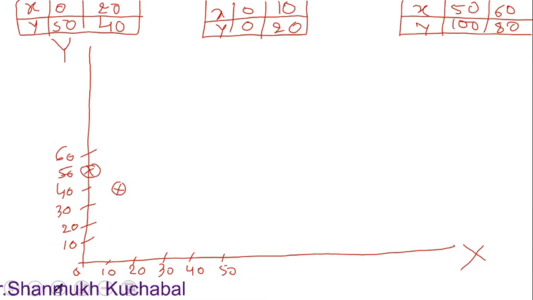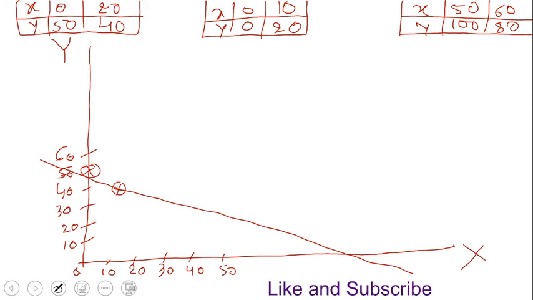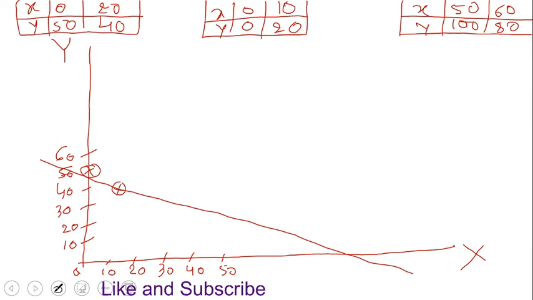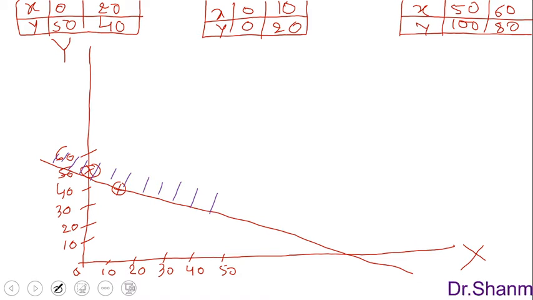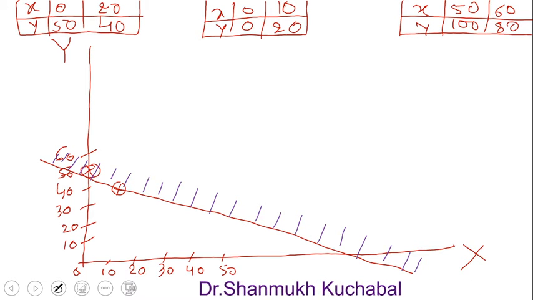Connecting these two points, we have to draw a line. So we get a line in this way, and we observe that for the first line, the shading is away from the origin. So away from the origin we have to shade it here, like this. Okay, away from the origin. So the first line we have drawn.